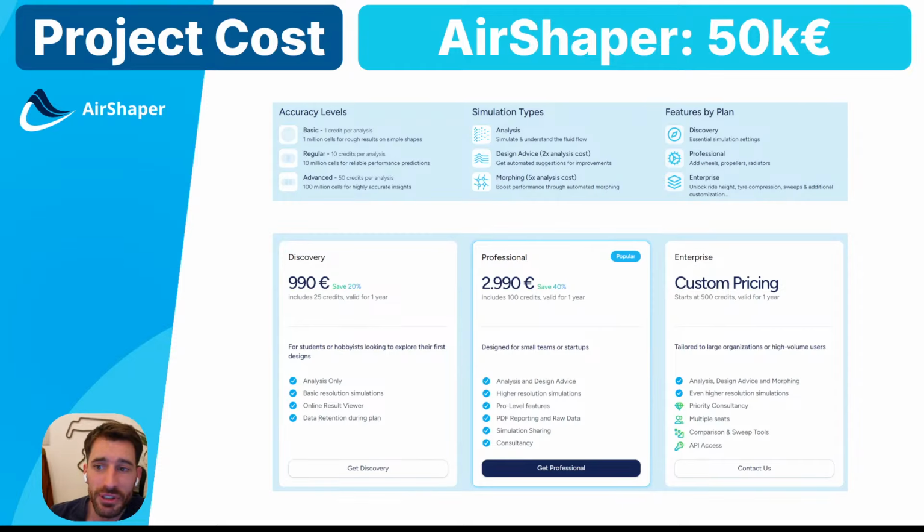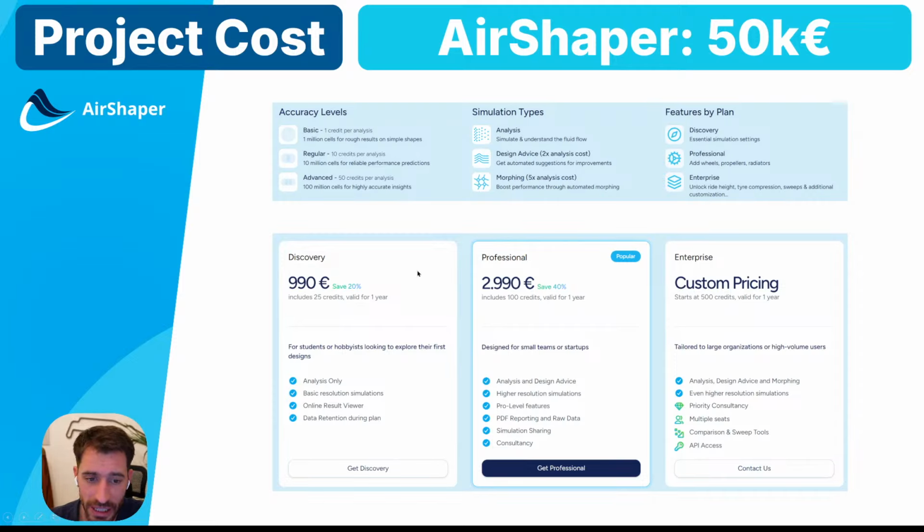Now, you don't have to jump to that budget straight away. We have different pricing plans. Obviously, Twike used our enterprise plan, which allows for all of the accuracy levels, 1 million, 10 million, 100 million cells, all of the simulation types. We saw just normal analysis, we saw this design advice, the blue and red color map, and we saw the automated morphing. And we also saw the use of wheels, radiators, and so on, which are all features which belong to the professional and enterprise plan.